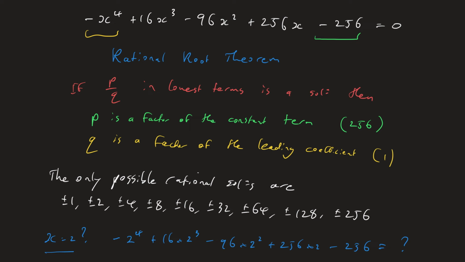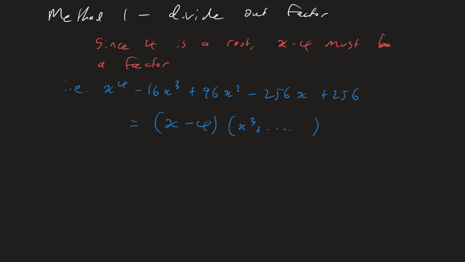You can nevertheless show that x equals to 4 is a solution to this equation. So we've found one solution, x equals to 4. Are there any other solutions though? The first method we will look at is the simplest method, although it's a bit tedious. We divide out the factor we found. Since 4 is a root, then x minus 4 must be a factor.